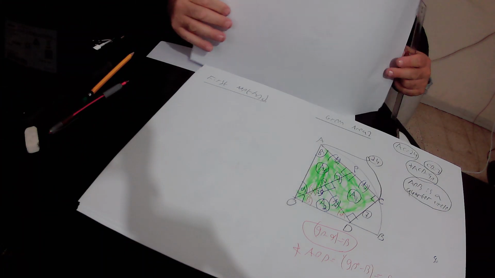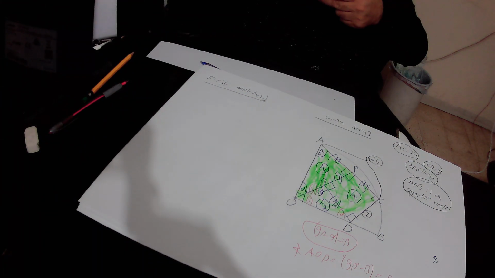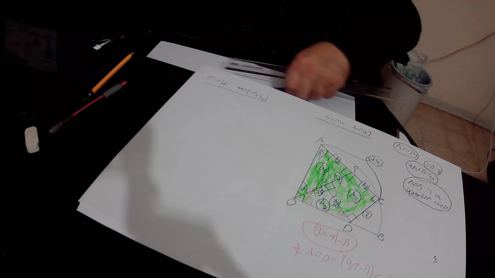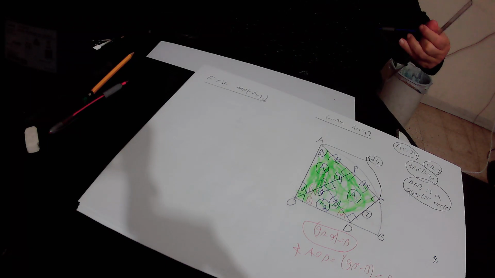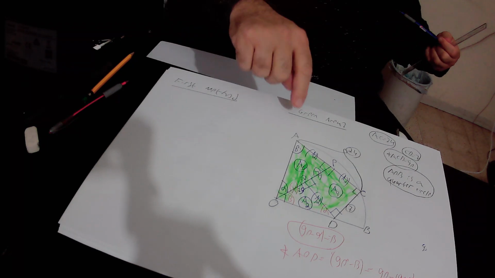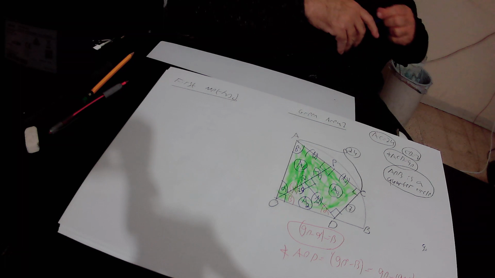We start with the first method. In this lecture, we found out the area of this green shape.